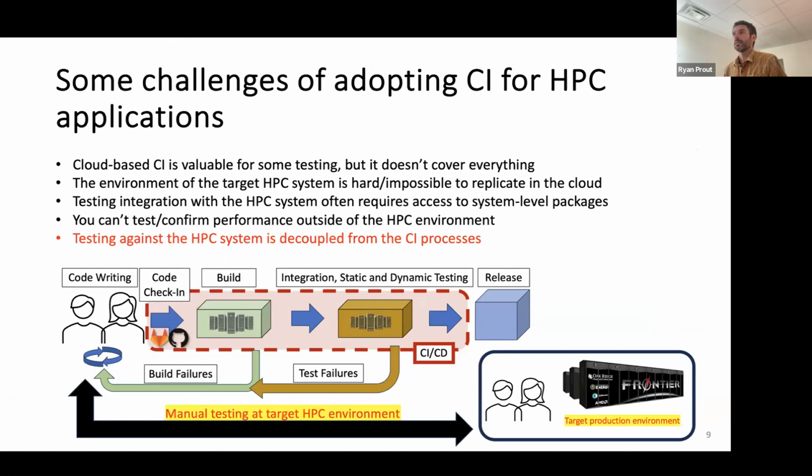So to highlight some of the challenges of adopting CI for HPC applications, when you use the cloud-based platform as a service technologies, GitLab and GitHub, what you're provided by them in the cloud to do your testing is a general environment. You might be able to replicate the target environment in some cases on their back end, but in a lot of cases, you're not going to be able to do that.